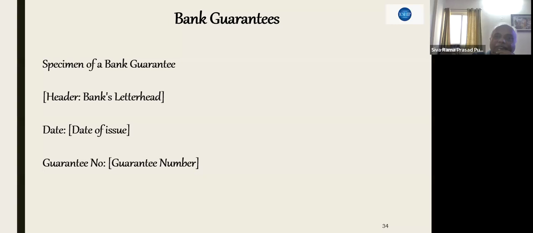The bank's letterhead, the date of issue, the guarantee number, the serial. That's why the bank also maintains a register. Some infrastructure companies, we provide one complete ledger. Why? Because some guarantees are expired, and it is a continuous process in infrastructure companies. The big companies daily ask for guarantees, this guarantee, that guarantee.